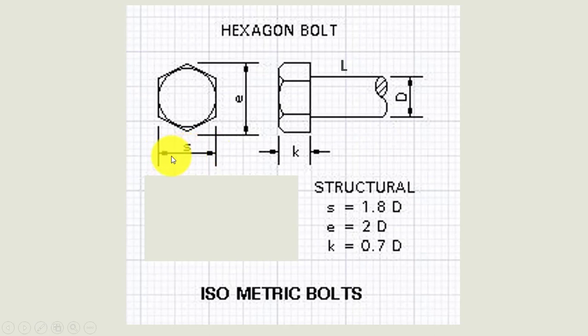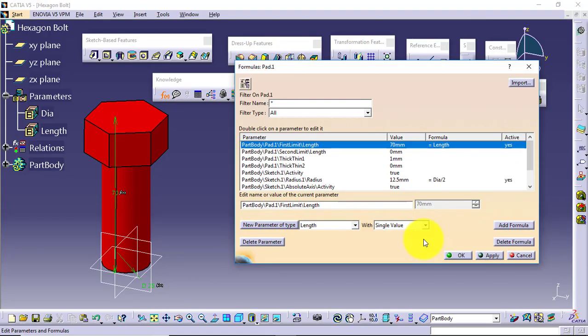I had given the S value. I have not used the E value. If you want to use that, you can, no issue. I have used the S value and this K value. So the S value is 1.8 into D, plus this K value will be 0.7 D. So I'll go for that as well.